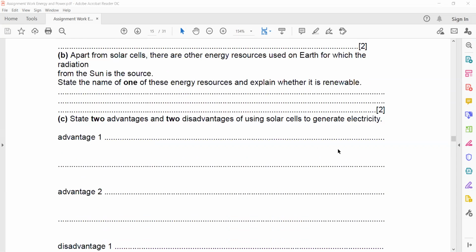Then apart from a solar cell, there are other energy resources used on Earth for which the radiation of the sun is a source. State the name of one of these energy resources and explain whether it is renewable. So other than solar energy, what else is there which is derived from the sun?